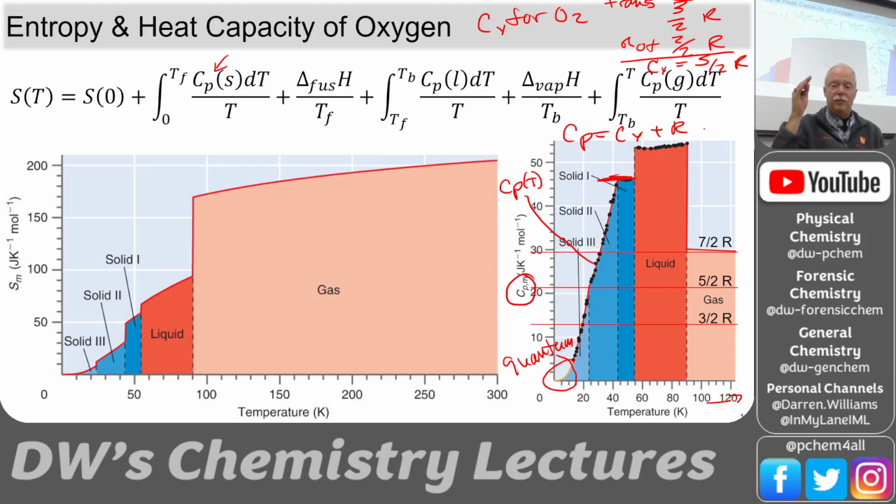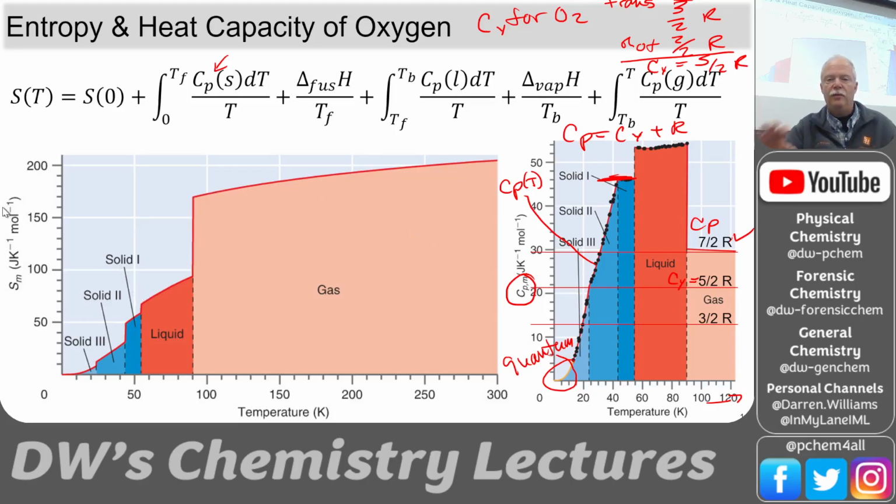So oxygen from 100 Kelvin on up has got the theoretical equipartition heat capacity. So we could come up with this very number here. So that's good. So this one is CV, and this one is CP. So that's pretty cool.